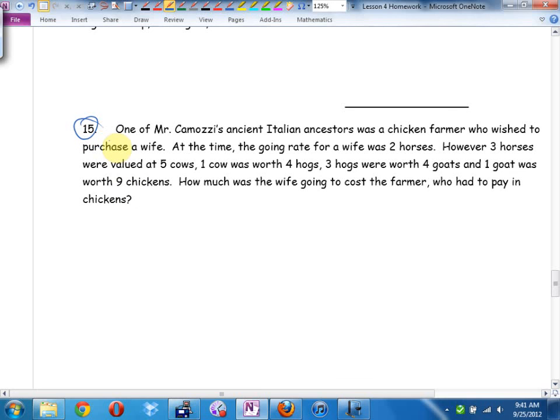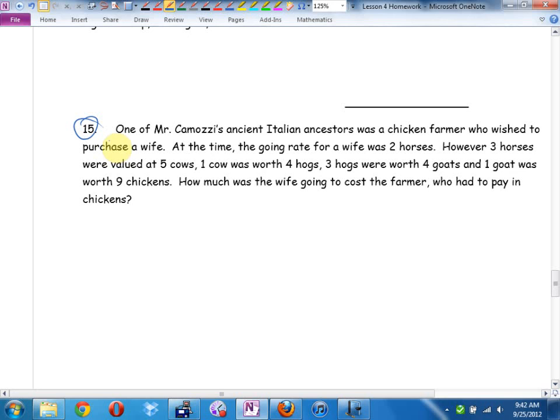I like number 15. Number 15, I've given you every conversion factor that you need in this question. So one of Mr. Camosi's ancient Italian ancestors was a chicken farmer who wished to purchase a wife. At the time, the going rate for a wife was 2 horses. 3 horses was worth 5 cows. 1 cow was worth 4 hogs. 3 hogs were worth 4 goats. 1 goat was worth 9 chickens. How much was it going to cost in chickens?